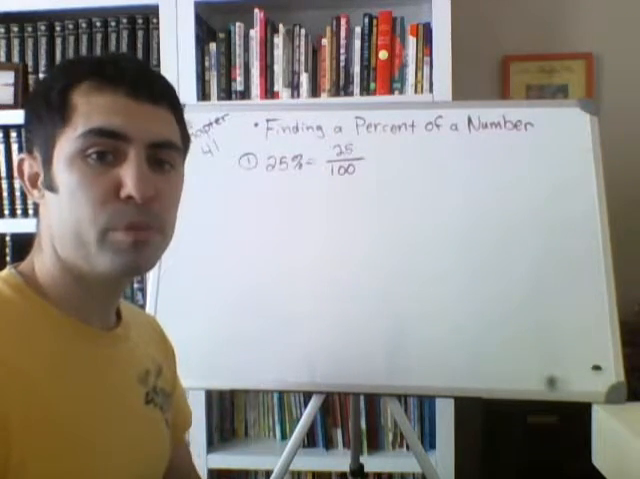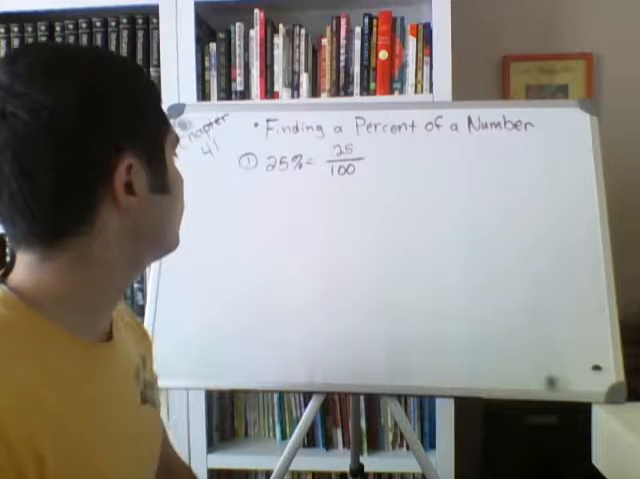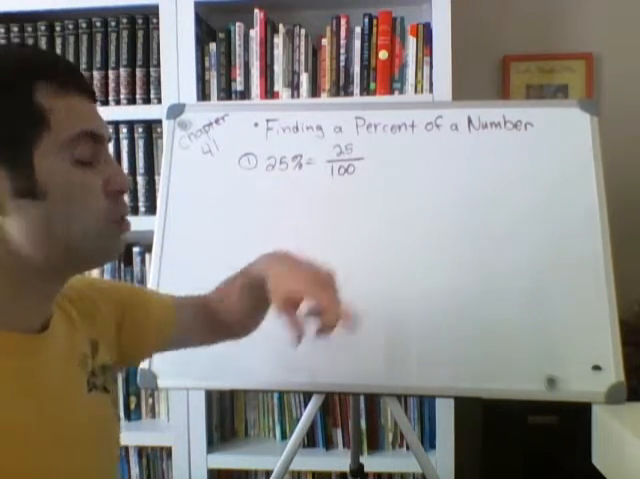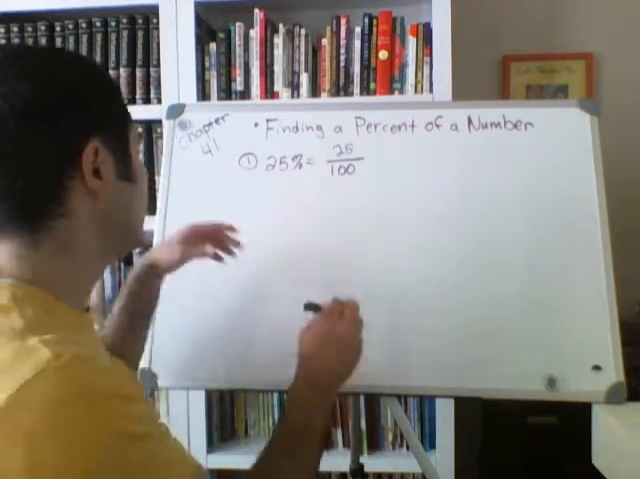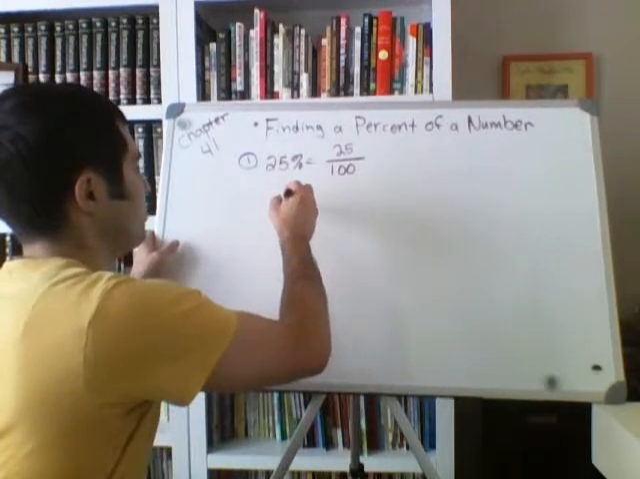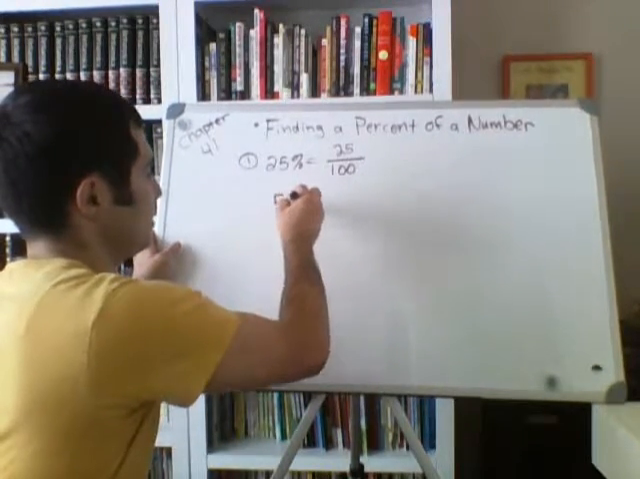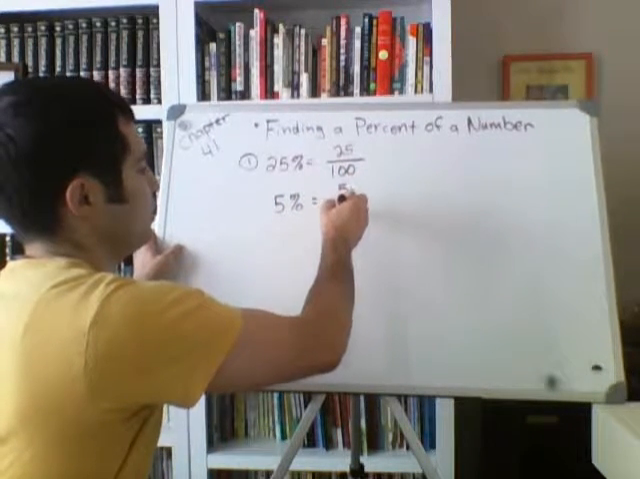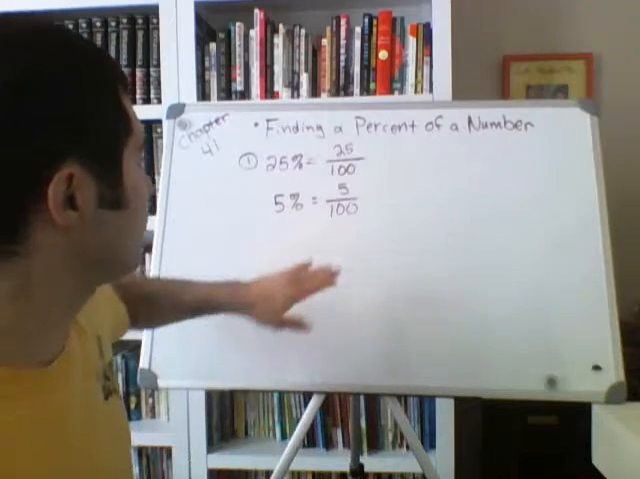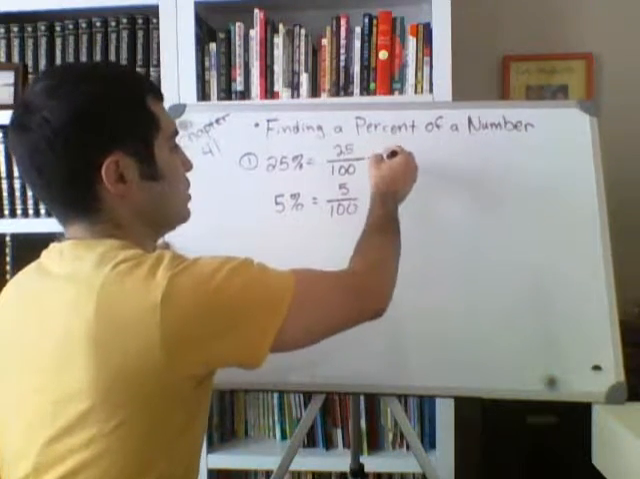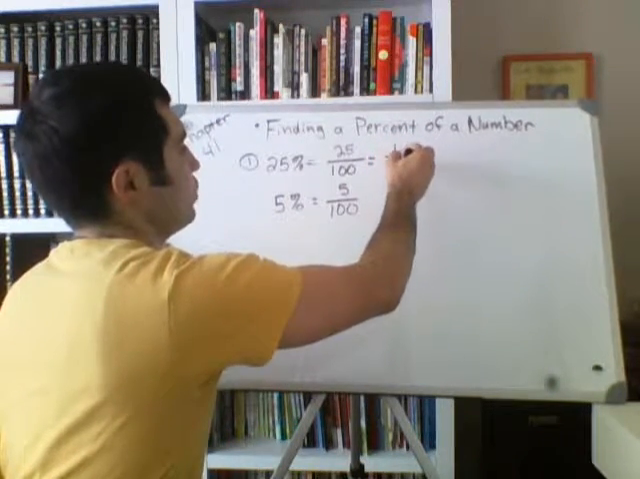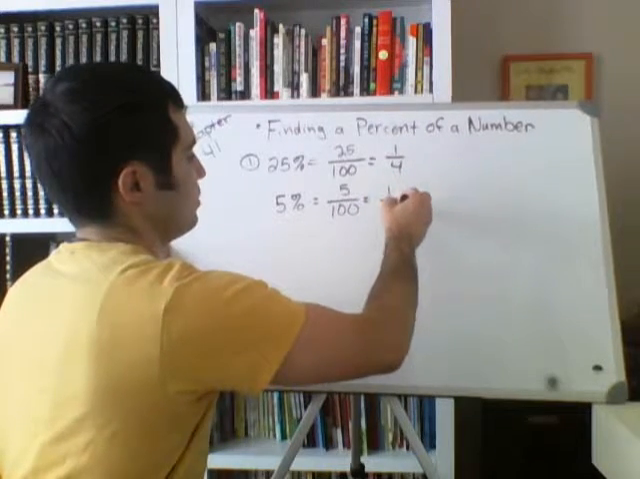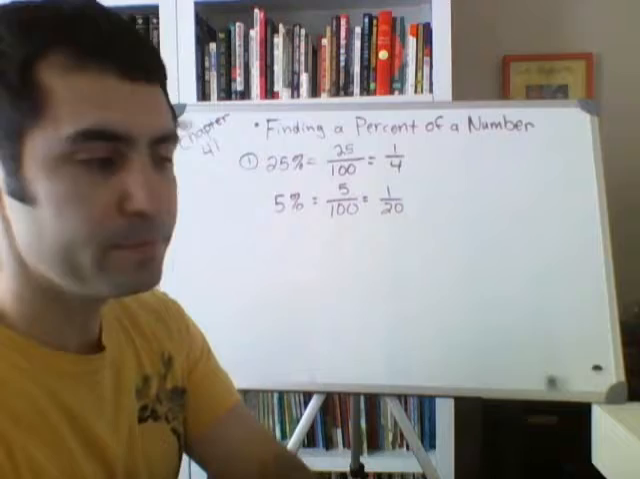If you want to change a percent to a fraction, you just put the number over 100. So another one would be 5%. That would be 5 over 100. And these, of course, can reduce. This reduces to 1/4, and this one reduces to 1/20. All right.